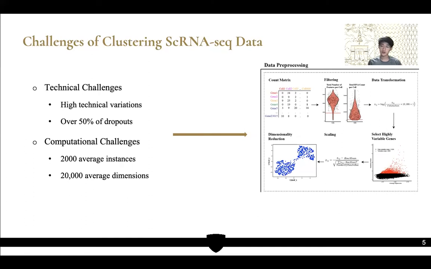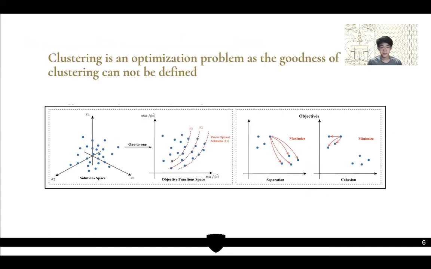In order to solve this challenge, we have our data pre-processing pipeline. We have our count matrix, and then we did filtering. We transform the data, we select highly variable genes, we did scaling, and then we reduce the dimensionality.